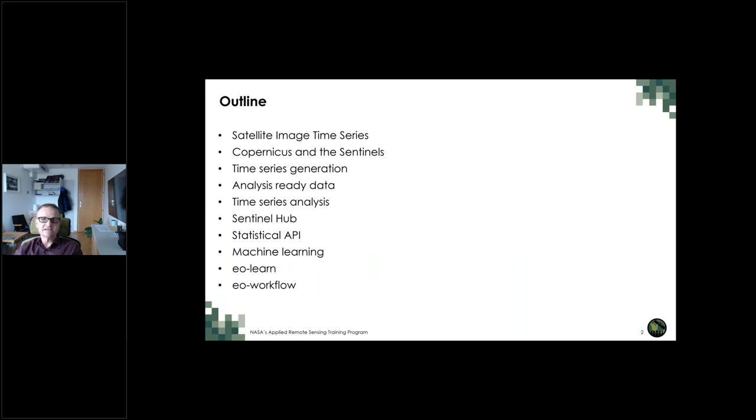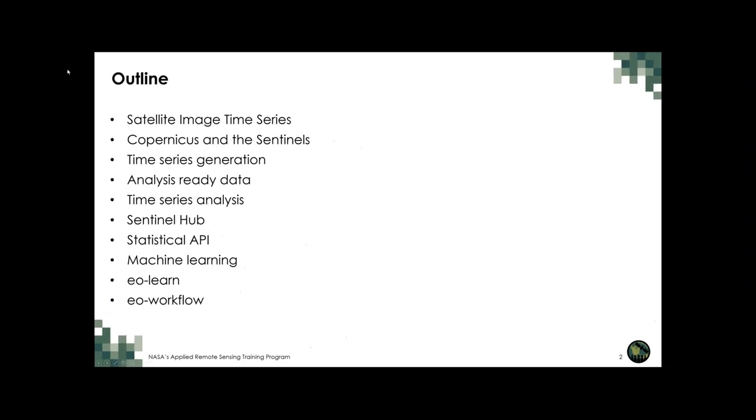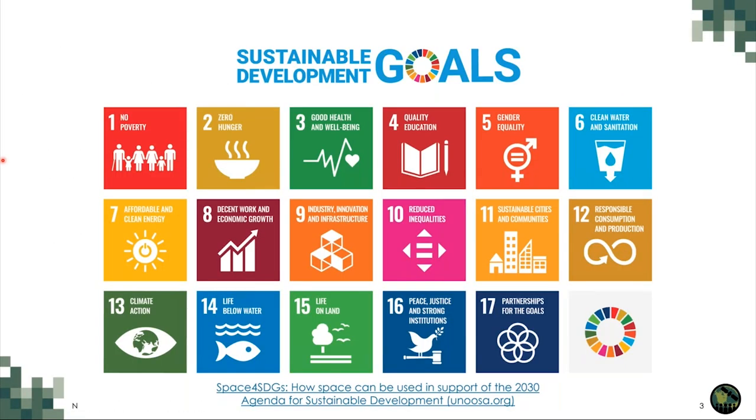So to begin, we will start with satellite image time series. We will define what satellite image time series are. Then we will see where we can get this time series. We will focus a little bit on the Copernicus and the Sentinel series of satellites. We will define analysis ready data. We will do the time series analysis, and then we will focus on Sentinel Hub. We will use Sentinel Hub as the platform for processing the data. So we will introduce the Sentinel Hub statistical API, machine learning capabilities, especially EOLearn and EO workflow that is built on top of EOLearn.